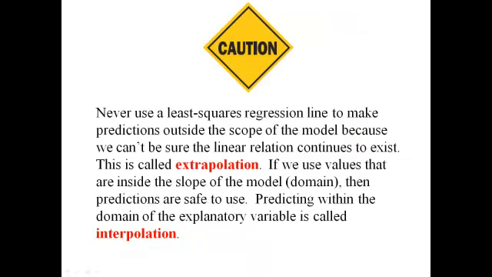And so this is our last cautionary note. Never use a least squares regression line to make predictions outside the scope of the model because we can't be sure the linear relationship we're seeing continues to exist. This is called extrapolation. But when we use values that are inside the scope of the model, that is the domain of our original x values, then predictions are safe to use. Predicting within the domain of the explanatory variable is called interpolation.